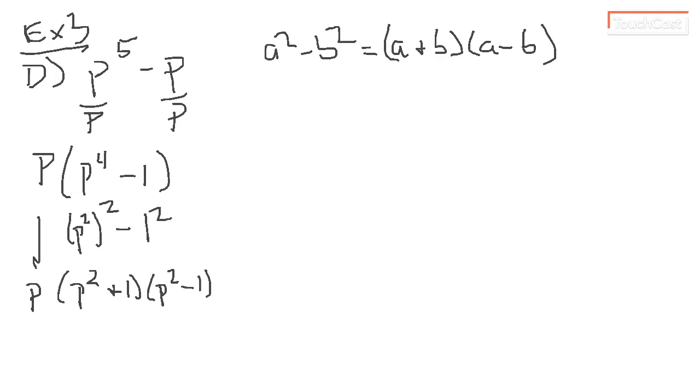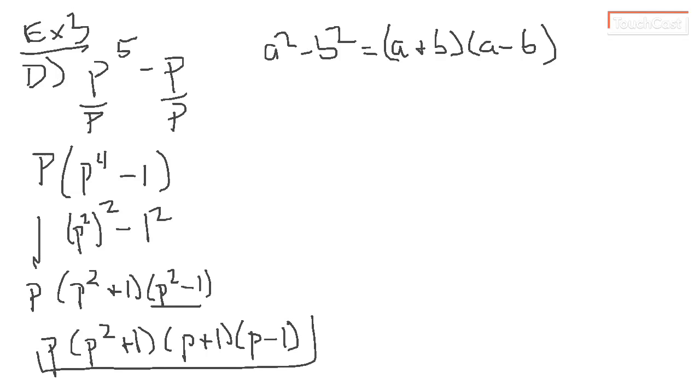And actually, this problem's not even done yet because we have another difference of squares. In this third factor, p squared minus 1, that's the same as p squared minus 1 squared. So if we're factoring completely, we're going to have a p. We're going to still have our p squared plus 1 because that's not factorable anymore. But then we're going to also have a p plus 1 and a p minus 1. Once we've done that, we're factored completely.